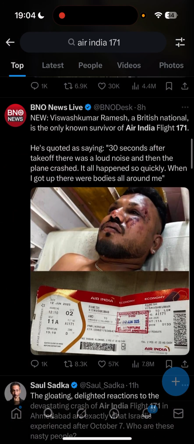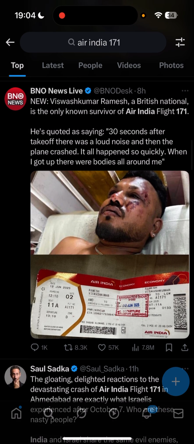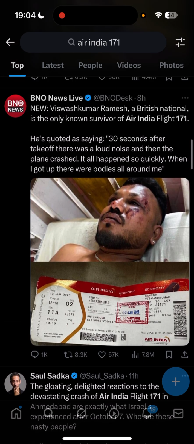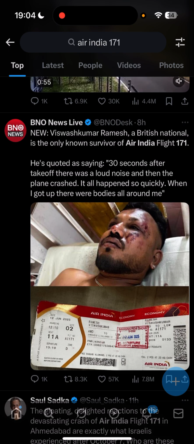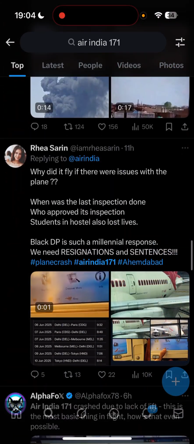Okay, by the way, this is the survivor. This isn't graphic enough. He just has bruises on his face, but this is the only survivor, absolute legend right here. As you can see, he's quoted saying 30 seconds after takeoff, there was a loud noise, and then quickly the plane crashed. It all happened so quickly. When I got up, there were bodies all around me. Absolute legend. That's what he said.